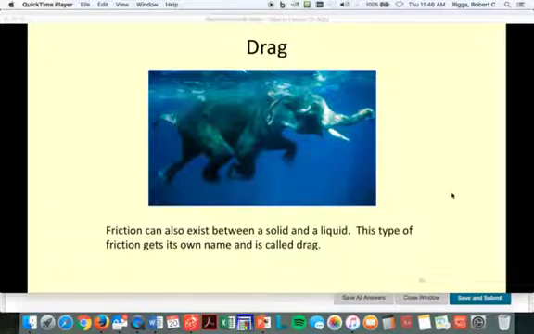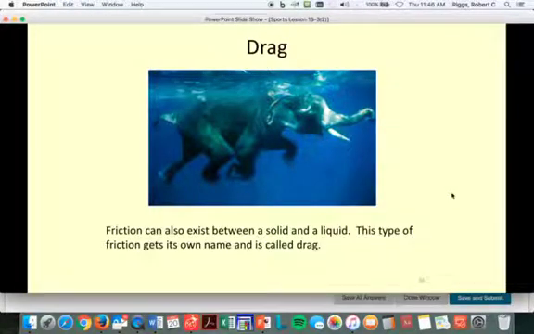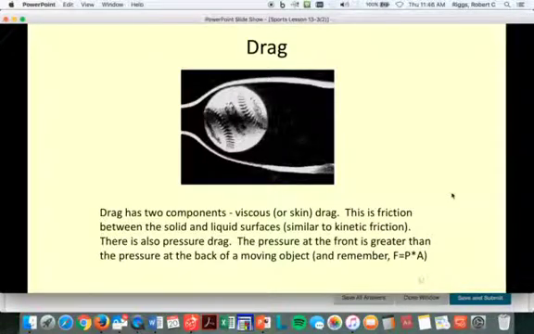All right, but anyway, drag. Drag has two components: viscous or skin drag. This is the friction between the solid and liquid surfaces, similar to kinetic friction, which we didn't talk about too much. There's also pressure drag. The pressure at the front is greater than the pressure in the back.